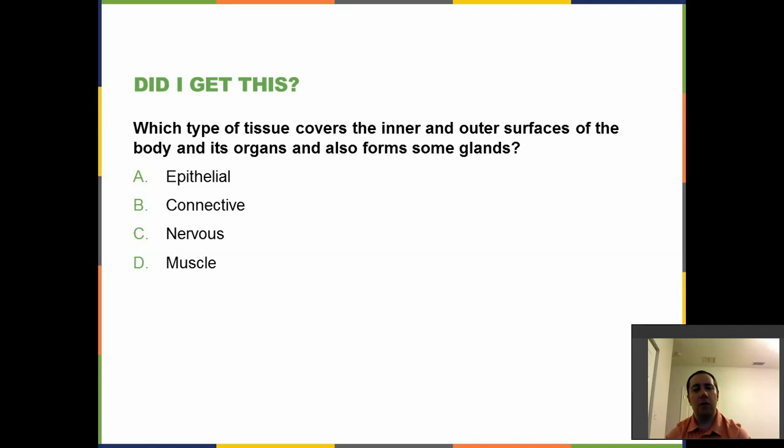Going back to the nervous tissue. What are the two types of cells in nervous tissue? Neuroglia and neurons. So neurons, remember, are the most important cells, and the neuroglia are there to help them along. We had three types of muscle tissue. What were the three types of muscle tissue? Cardiac, skeletal, and smooth.